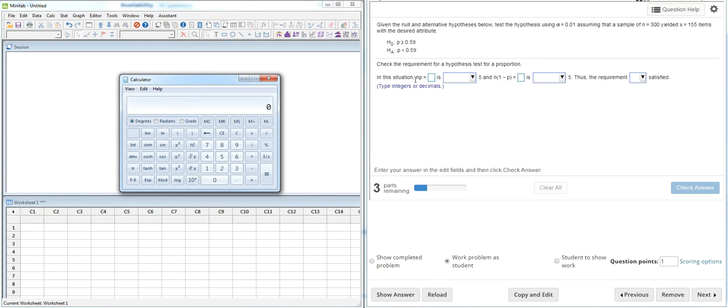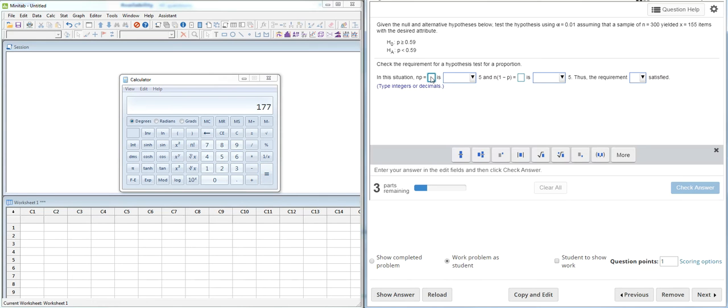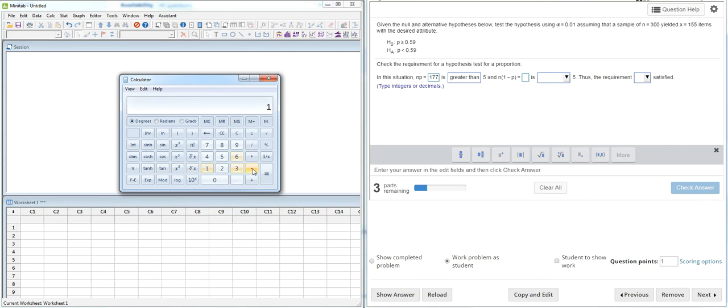Anyway, the first thing I need to check is what n times p is. That's why I have my calculator open. I almost forgot to open it before this. So p is the 0.59, and my sample size is 300. I just need to make sure that that's bigger than 5. So let's do 300 times 0.59, and that'll give me 177, which is indeed greater than 5. Perfect. And now I got to do 1 minus p.